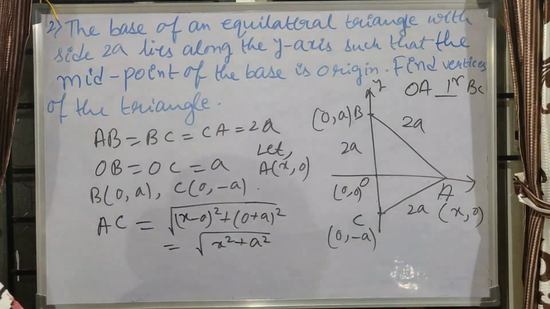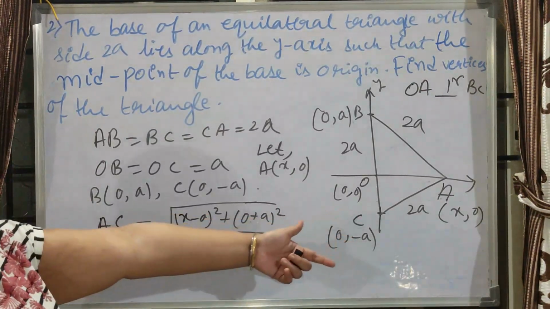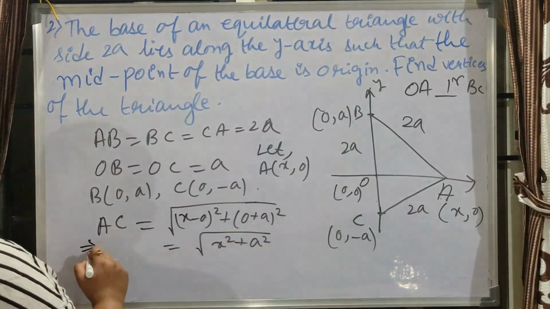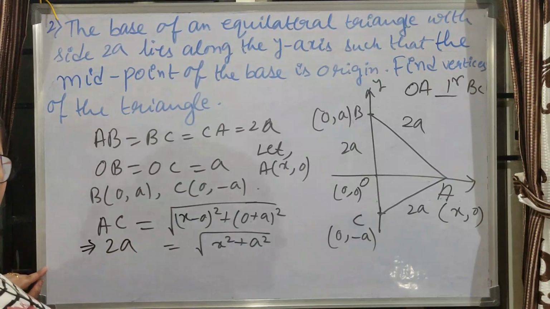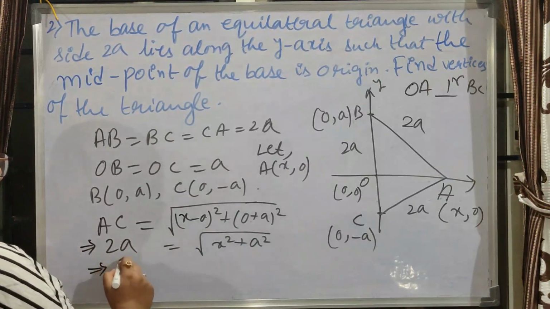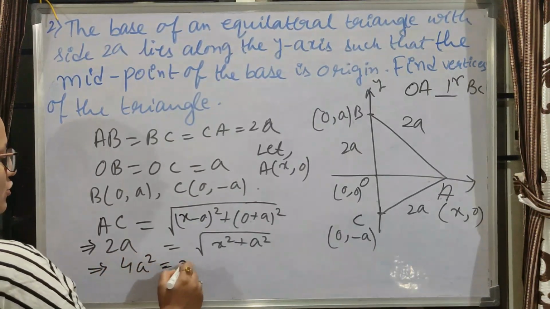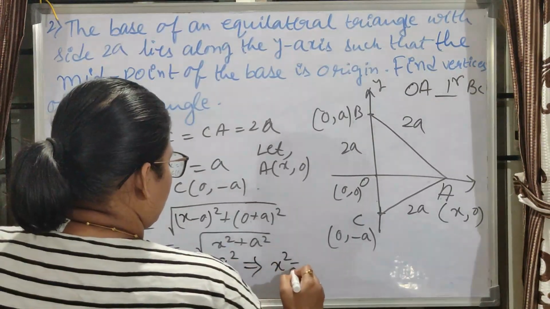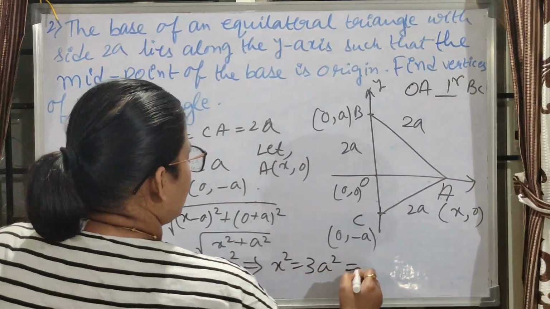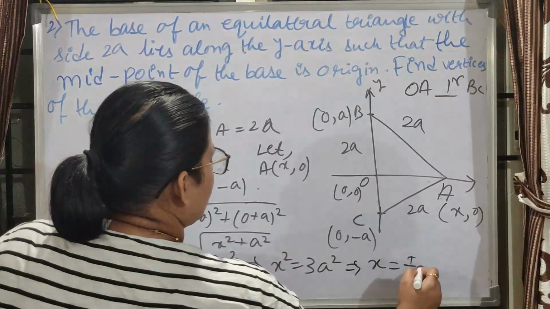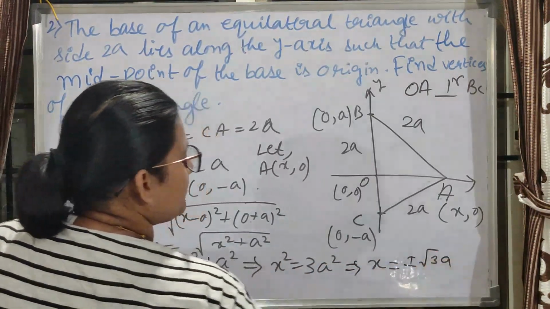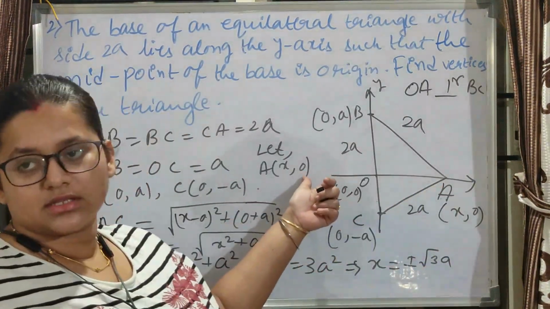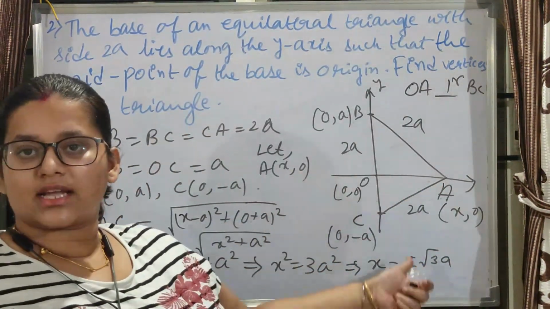This length, AC, is 2A, so this side we can write as 2A. Squaring both sides, it will be 4A square equal to x square plus A square, so 3A square. So x equals plus minus root 3A. Either this side or this side, positive x-axis or negative x-axis.